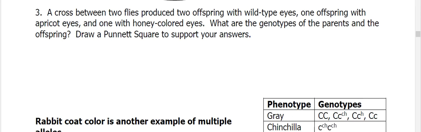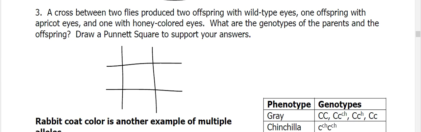Okay, so we're looking at number 3, page 16. A cross between two flies produced two offspring with wild-type eyes, one offspring with apricot and one with honey. So I'm going to start by drawing a Punnett square, and I'm going to put what I know into the Punnett square. I know that two offspring have wild-type eyes, so I'm going to start here with my most dominant.